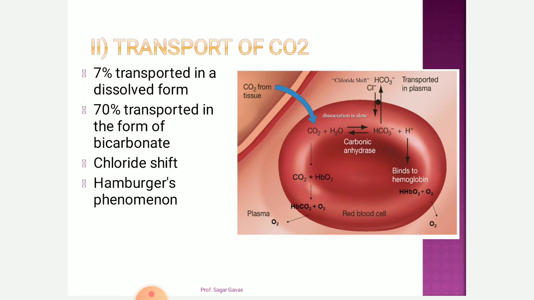Okay, I am repeating it again. First, carbon dioxide from the tissue is going to combine with water. It is going to form carbonic acid, which is catalyzed by the enzyme called carbonic anhydrase. Now that carbonic acid is going to dissociate into H plus and bicarbonate ion. That bicarbonate ion is going to be transported outside the RBC. Now it is replaced by the chloride ion, and that phenomenon is called chloride shift, or it is also called Hamburger's phenomenon.